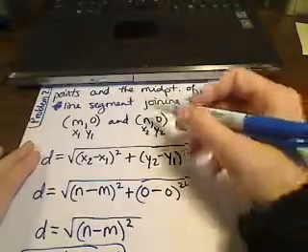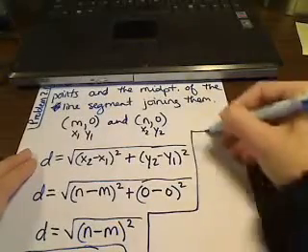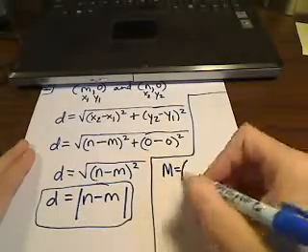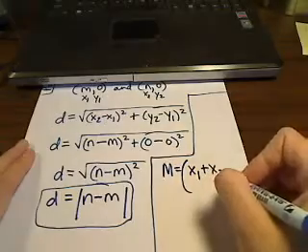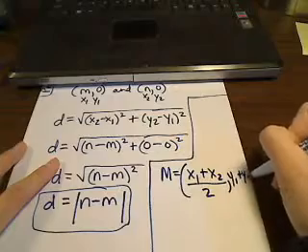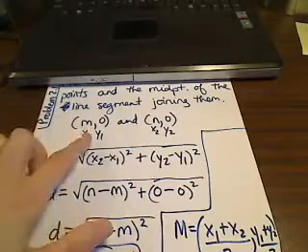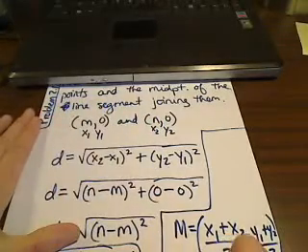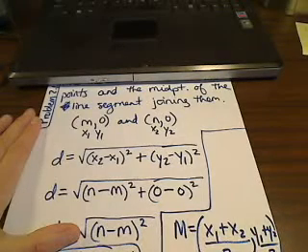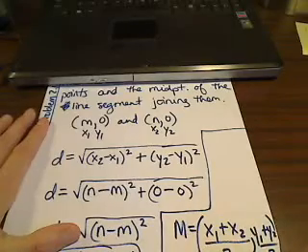Then they also want us to find the midpoint. With the midpoint formula, all you're doing is taking an average. You're averaging the x's, adding them up and dividing by 2, and then averaging the y's for the y coordinate. So if I take a look at my x's here, the x coordinate would be m plus n divided by 2, and the y coordinate would be 0 plus 0 divided by 2.